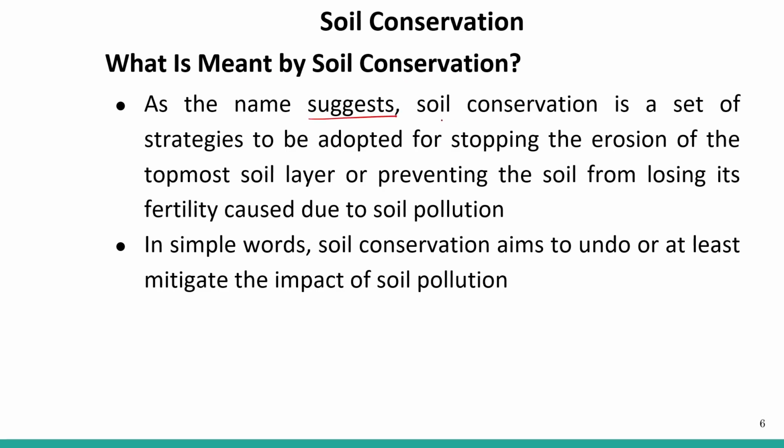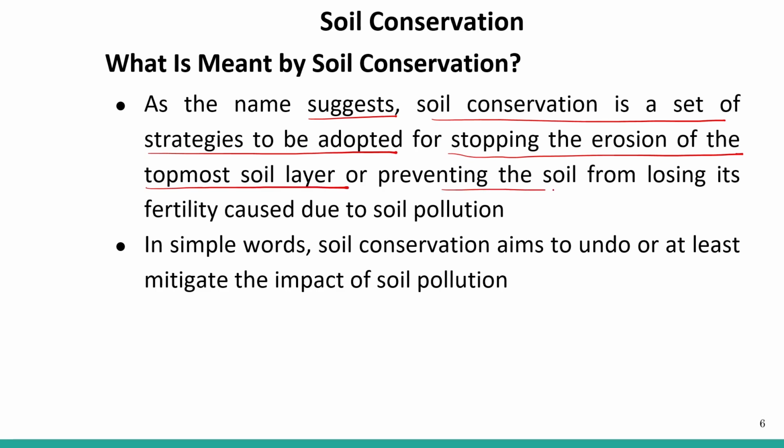As the name suggests, soil conservation is a set of strategies to be adopted for stopping the erosion of the topmost soil layer or preventing the soil from losing its fertility caused due to soil pollution, right? So we are going to apply some strategies, okay, in our life that are going to stop the erosion of the soil, that is the topmost layer of the soil, right? And in that way we are preventing the soil from losing its fertility. So if the soil is maintaining its fertility with the efforts of humans, right, then we will have a good production of our agriculture.